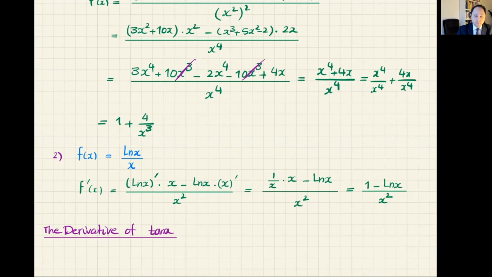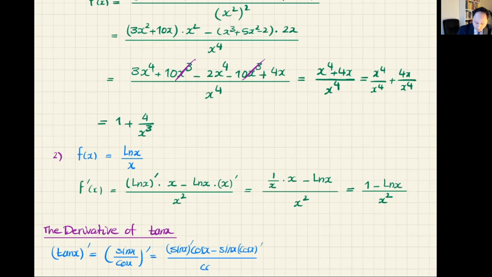How should I do that? First we change tangent of x into sine x over cosine x. Yes, and then I use the quotient rule. Exactly, thank you. So let us do that. So the derivative of tangent of x is equal to the derivative of sine x over cosine x. And then it becomes the derivative of the numerator multiplied by the denominator, minus the numerator multiplied by the derivative of the denominator, divided by the denominator squared.